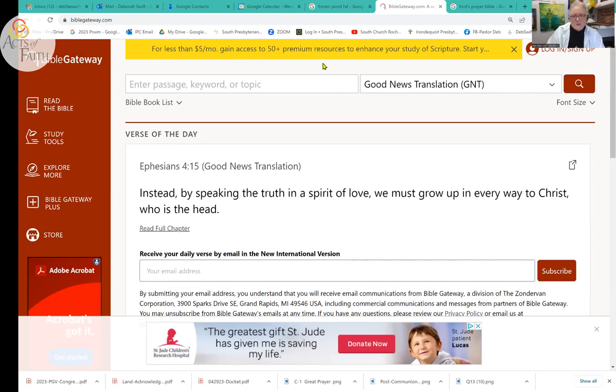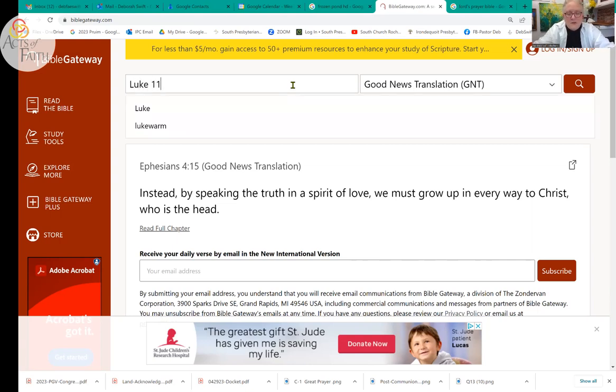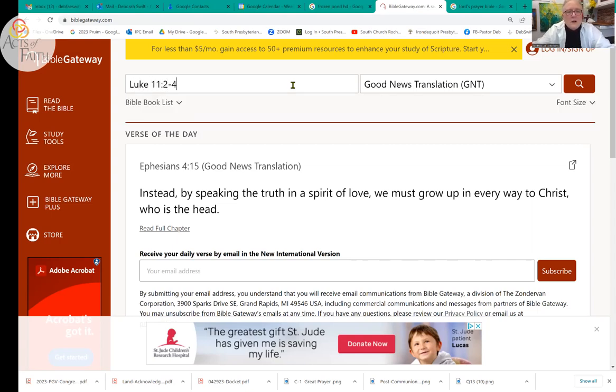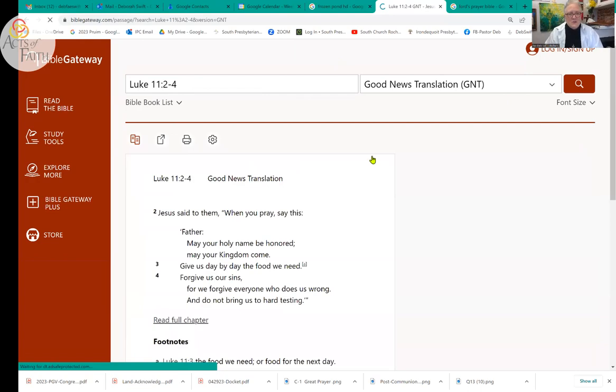Let's say we wanted to check out the two versions of the Lord's Prayer. Did you know the Lord's Prayer is only in two different Gospels, that all four don't have it? It's only Matthew and Luke that have the Lord's Prayer in it. And Luke's is shorter. So I'm going to type that in here, Luke chapter 11, verses 2 to 4. And when I hit enter, it's going to take me to that in the Good News version.